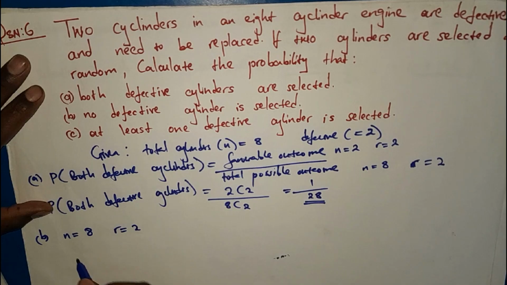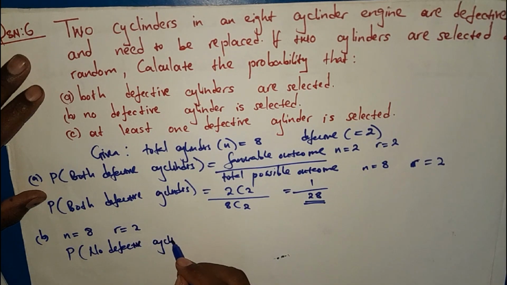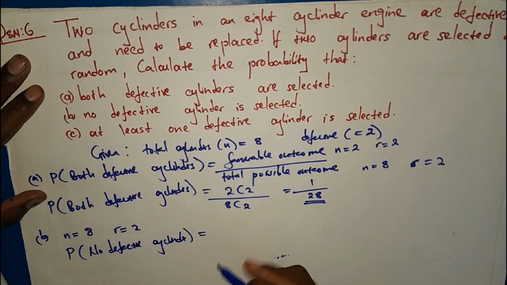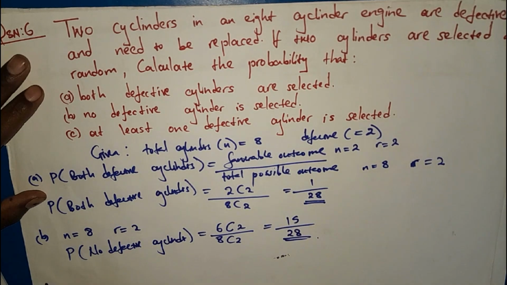But now let us first write the formula. The probability that no defective cylinder is selected is equal to the favorable outcome. Now the favorable outcome is that we need to choose the cylinders which are not defective, so we say 8 minus 2, which is equal to 6. So the total number of cylinders which are not defective is 6. So we're going to say 6 choose 2 over 8 choose 2, which is equal to 15 over 28. And then let us go on C.